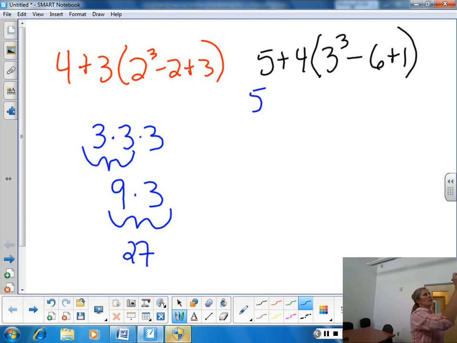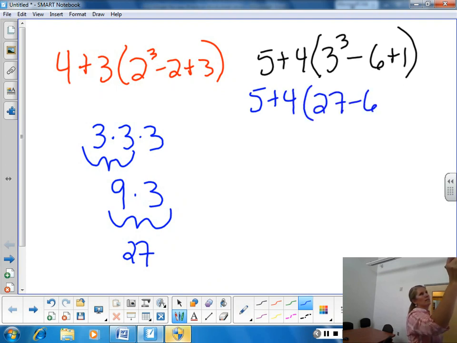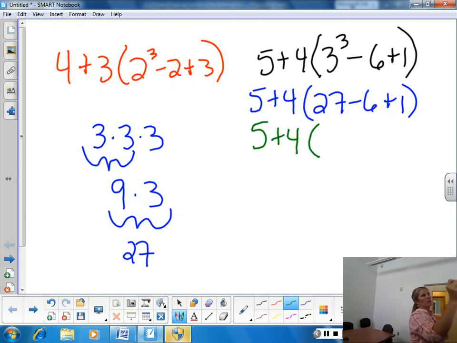So I have 5 plus 4, 27 minus 6 plus 1. I'm going to continue left to right with addition and subtraction. I don't do addition before subtraction. I work them left to right. So the next stage is 27 minus 6. I should do that. 27 minus 6 is 21 plus 1.